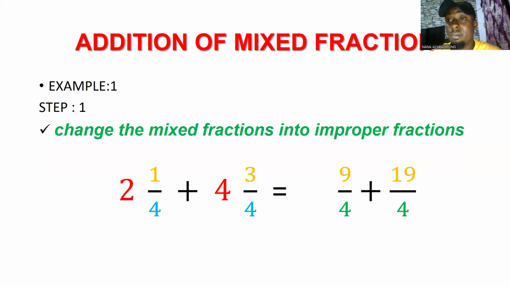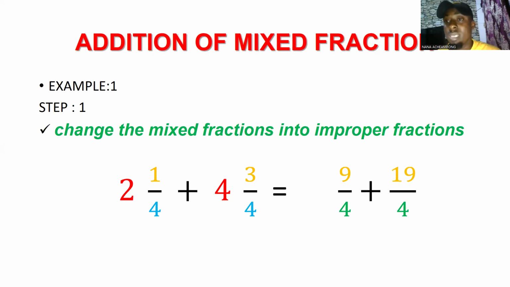Let's look at an example of how mixed fractions can be added. So let's look at the first step. The first step says: change the mixed fractions into improper fractions. So we'll first look at how to change mixed fractions into what? Improper fractions. Now, when it comes to addition of mixed fractions, you have to change the mixed fractions into improper fractions before you can add the two fractions.